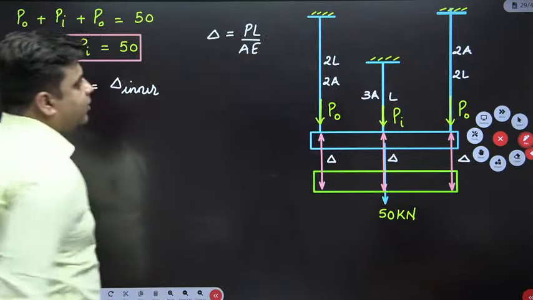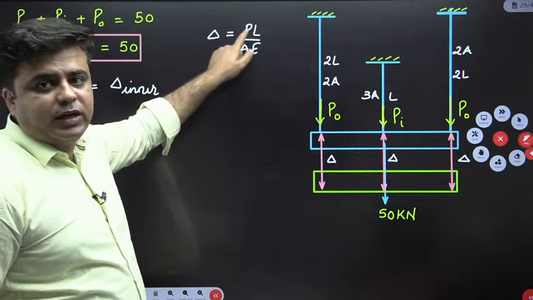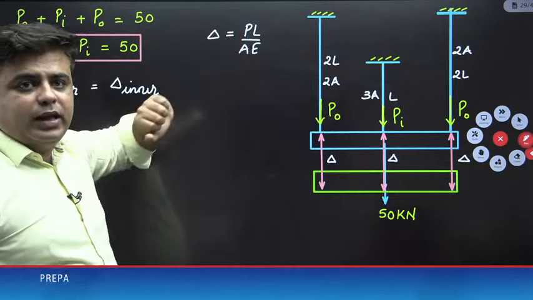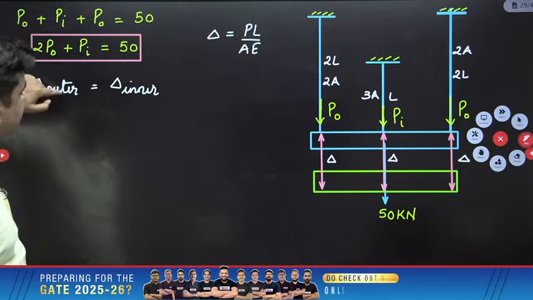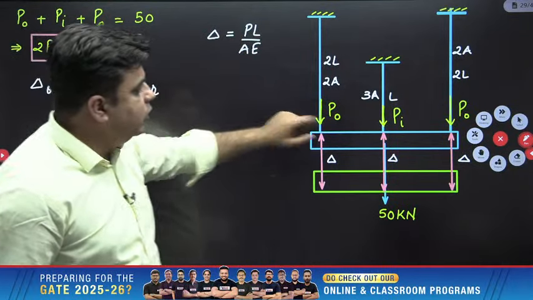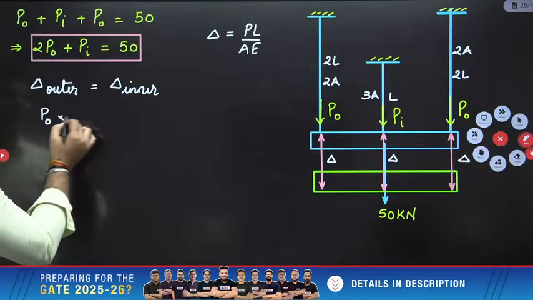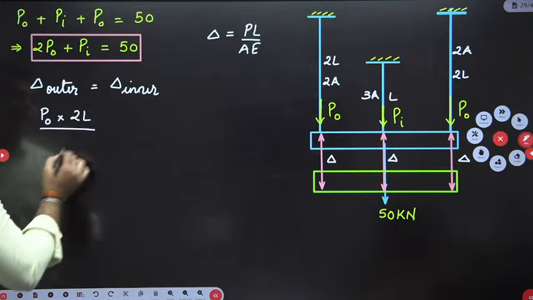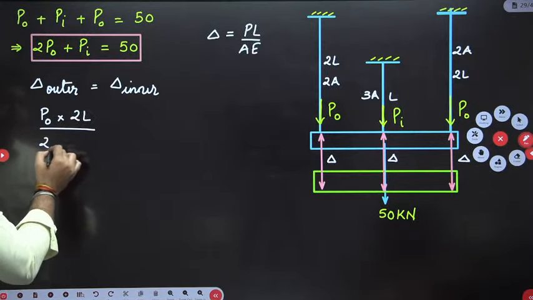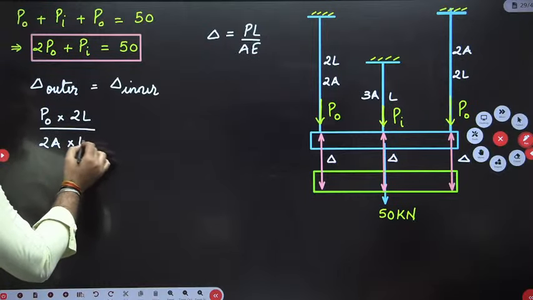Delta of any bar which is subjected to axial deformation is PL upon AE. Now sir, for this outer bar, what is the load? Load is P naught. So I will write down P naught. What is length? Length is 2L. What is A? A is 2A. And Young's modulus is E.